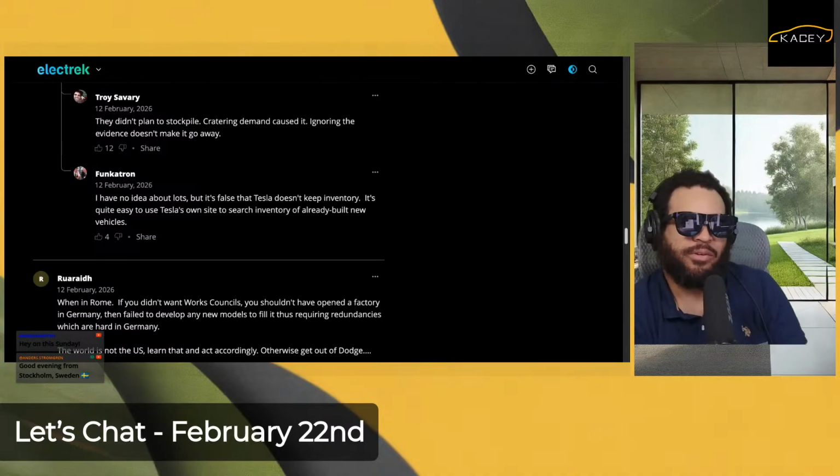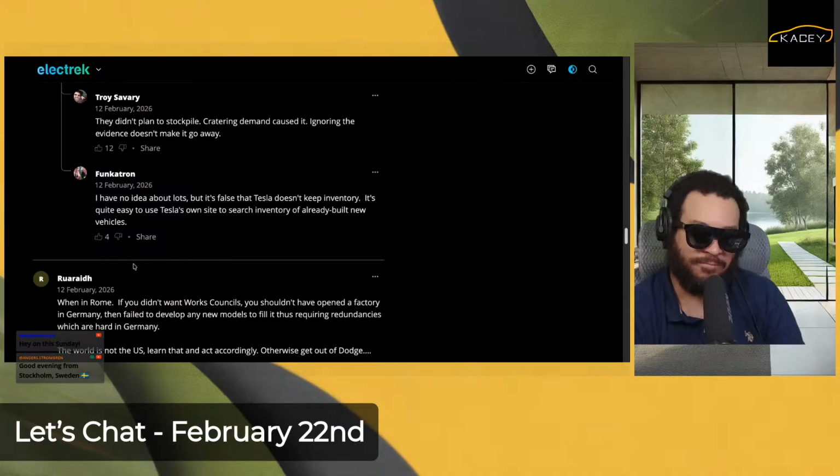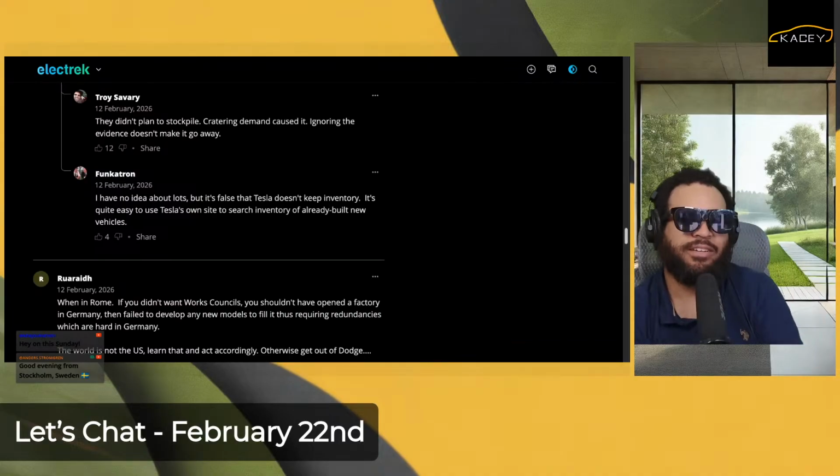I have no idea about lots, but it's false that Tesla doesn't keep inventory. Also true. It's also quite easy to use Tesla's on-site search inventory of already built new vehicles. Also true, although some of the inventory is actually in transit when you click on it.